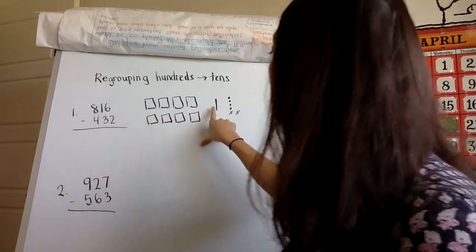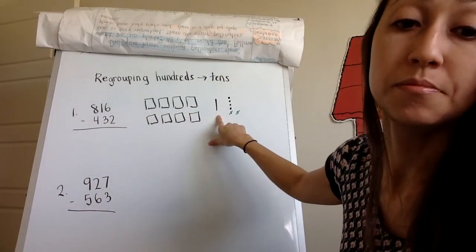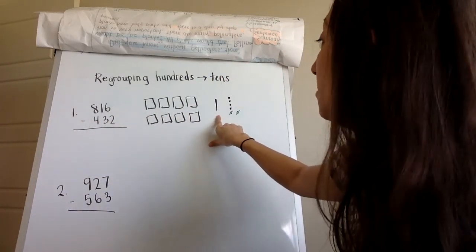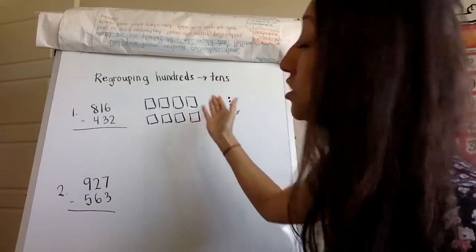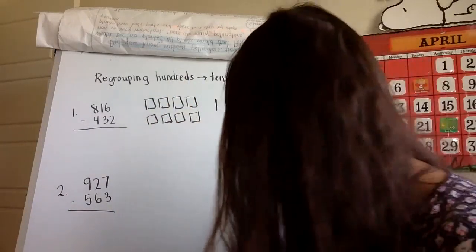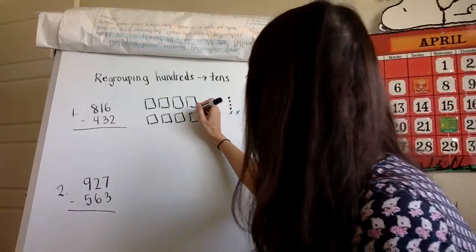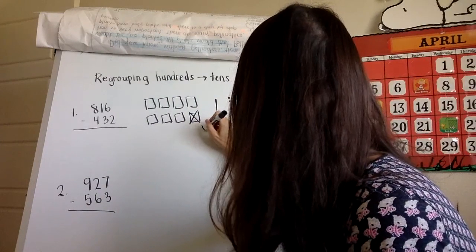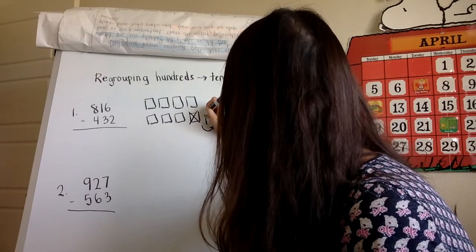It says here I have 1 ten, and I need to take away 3 tens. Do I have a problem? I do have a problem. I don't have enough tens, but I do have enough, just in a different value. So I have a lot of hundreds, and so I'm going to take one of those hundreds and trade it out for 10 tens because it'll be an even exchange.